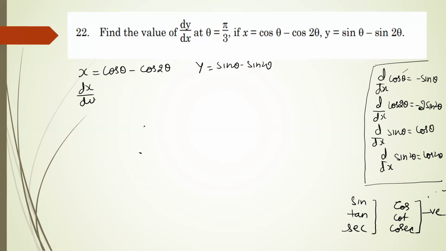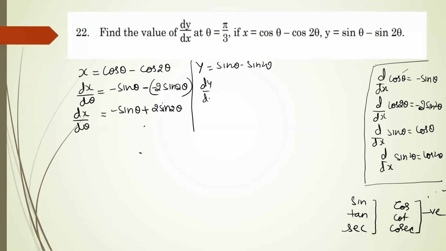Let's find dx by d theta. This gives you minus sine theta minus 2 sine 2 theta, which can further be written as minus sine theta plus 2 sine 2 theta. This is your dx by d theta. Further, your dy by d theta will be equal to cos theta minus 2 cos 2 theta, because the derivative of sine theta is cos theta. So these are the values.